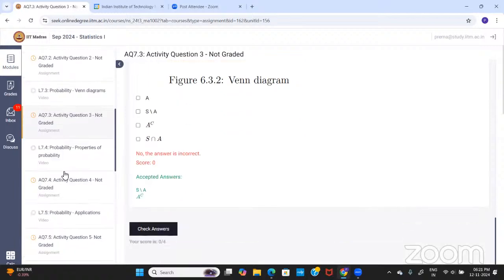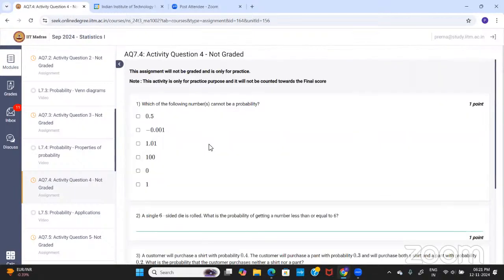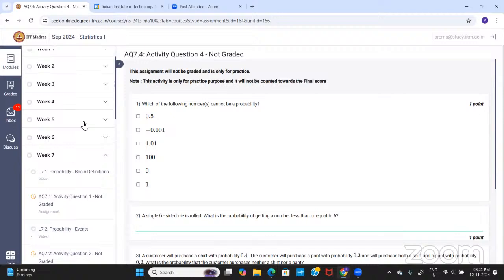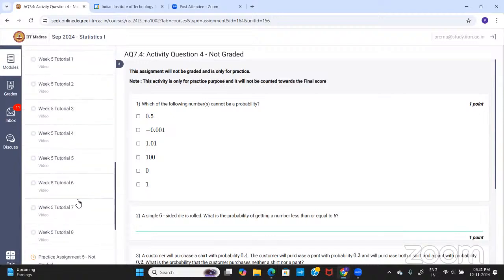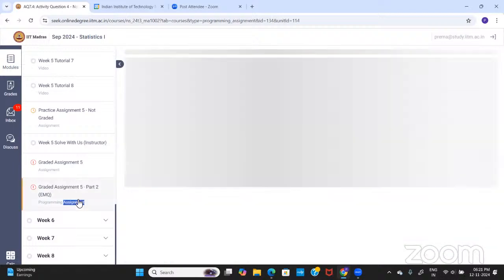So now activity 7.4. Hello, ma'am. I have a small doubt from the graded assignment of week 5 EMQ. Okay, what's the doubt? Ma'am, in question number 1 of that assignment, there is an answer of simultaneous, and I have a doubt in that. Okay, did you check the solution PDF? No, ma'am. But I just want to ask you. Okay, 1 minute. Week 5, graded EMQ.